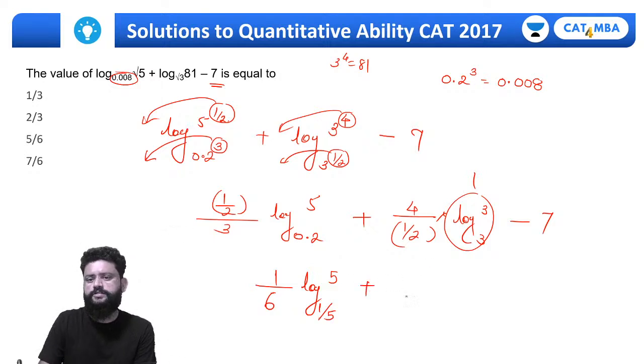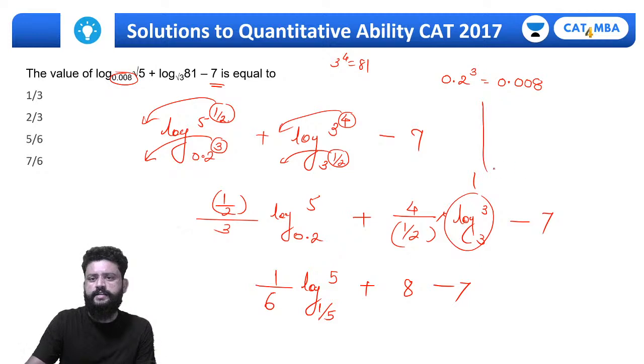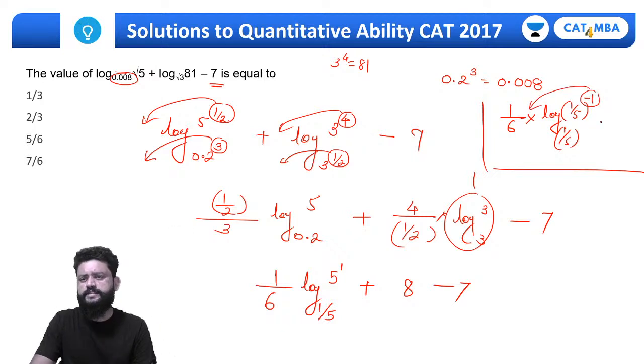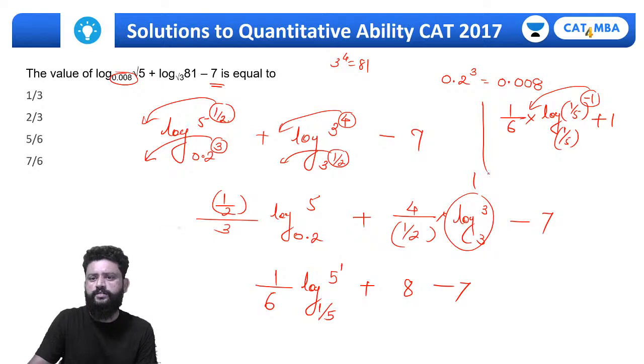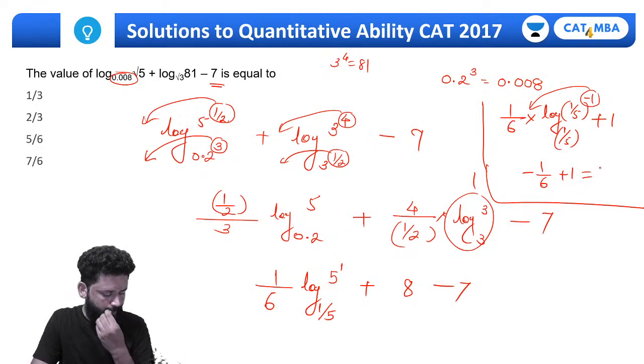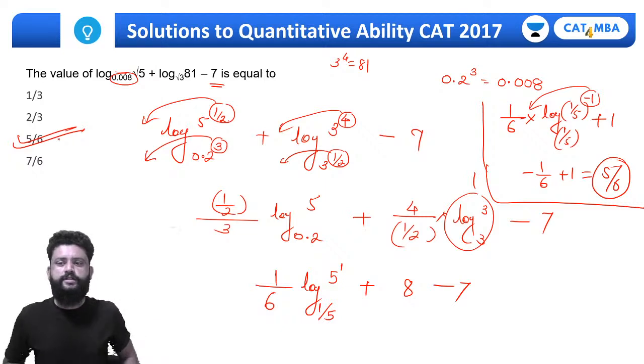Then plus this will be 8 minus 7, that comes out to be 1 only, right? So the last step is just to find 1/6 into log of 5. 5 to the power 1, 1/5 to the power -1 I can write, and this will be 1/5 in the base, so just -1 will come in front, so it will be -6 basically, and here there is +1. Final answer will be -1/6 plus 1 comes out to be 1 minus 1/6 is 5/6. That's answer option C.